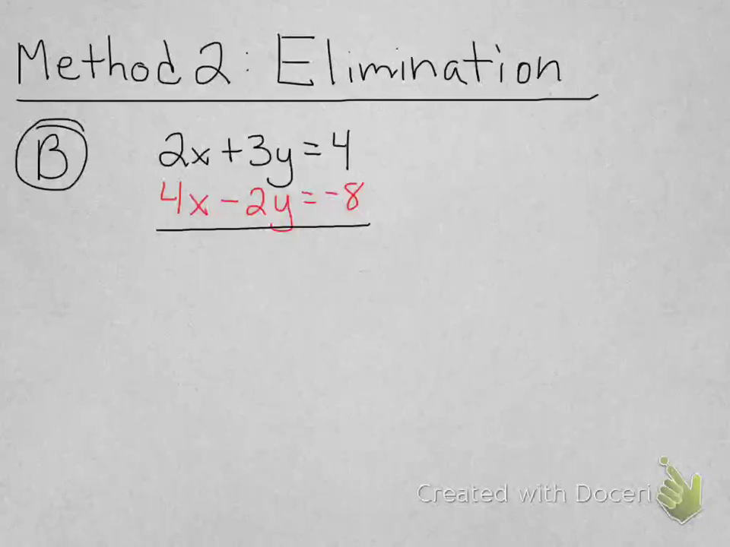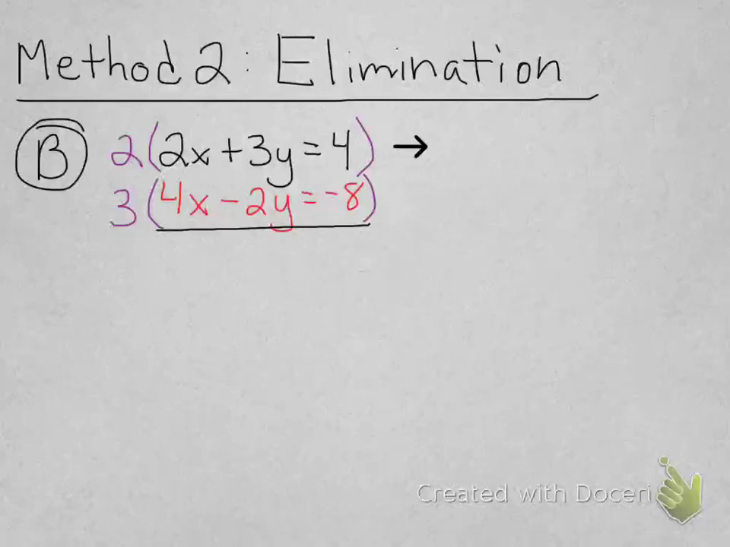So let's see. Let's say that we wanted to eliminate the y because we have a positive 3 and a negative 2. It's already set up with one positive, one negative. Let's eliminate the y variable. In order to do that, I would have to multiply the first equation by 2, and I'm going to multiply the second equation by 3. Whenever I multiply the equations, I'm going to multiply everything in the equations.